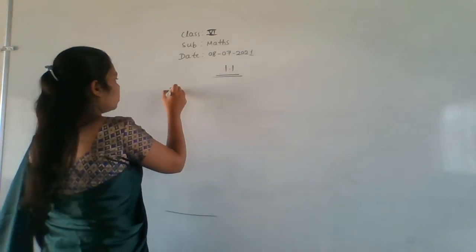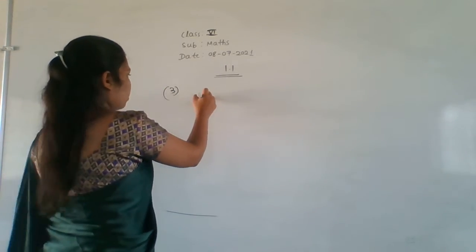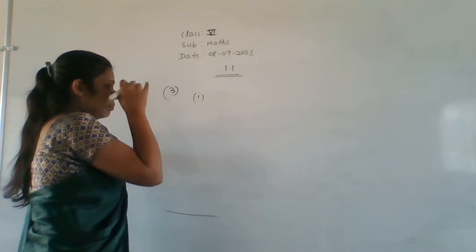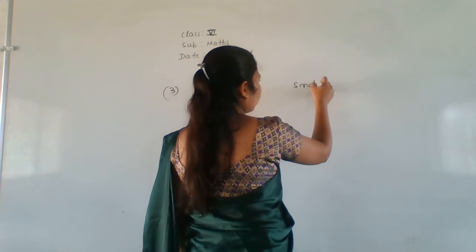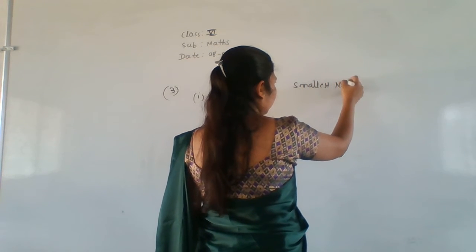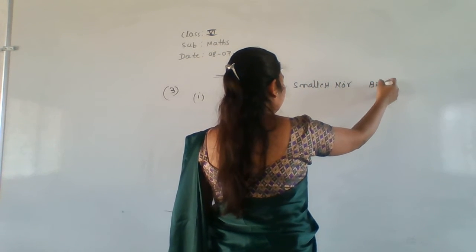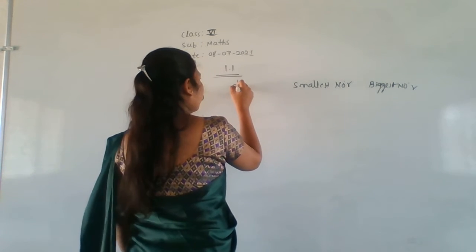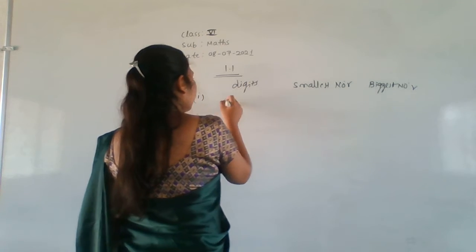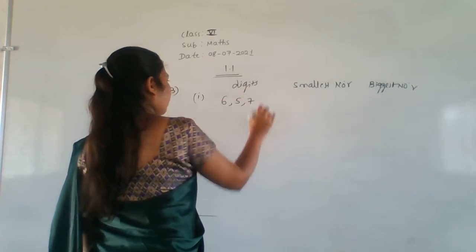Okay, so in the third main, the first number. Same, right? Here smallest and here biggest. And here are the digits they have given. They gave us 6, 5, 7.